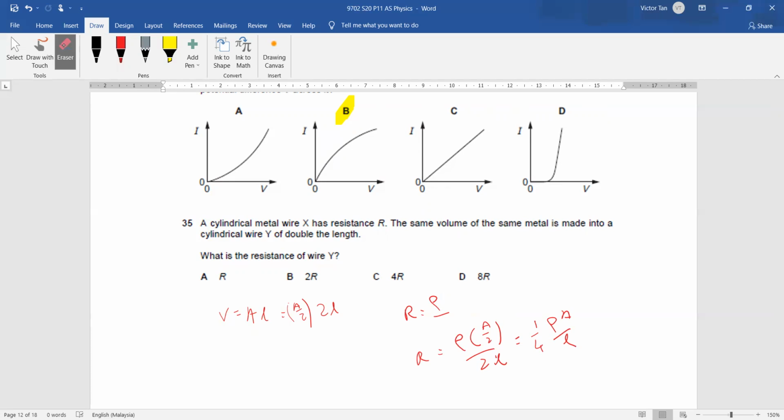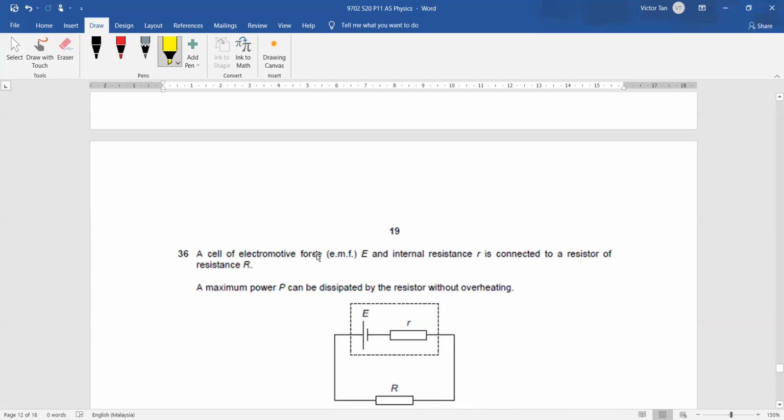Formula wrong. Rho L over A. Rho L over A over 2. Rho L over A. So it will be R. Okay, luckily got no 1/4 R. I was making a mistake already.